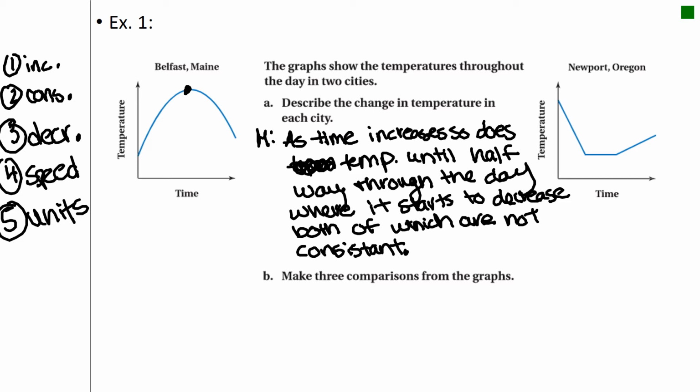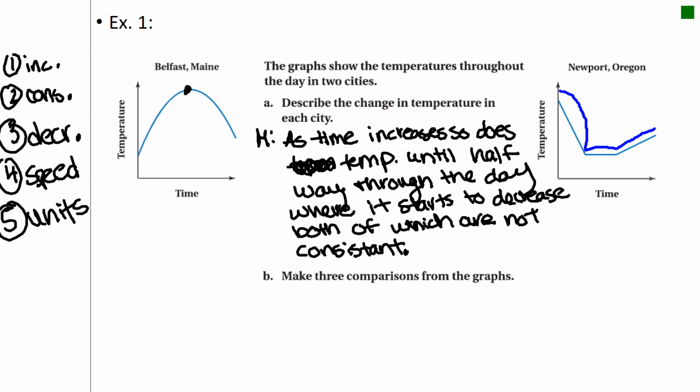Okay, let's go ahead and talk about Oregon. Oregon's temperature first decreases, stays consistent, and then slightly increases. This is where we're talking about that speed, a slight increase in temperature.